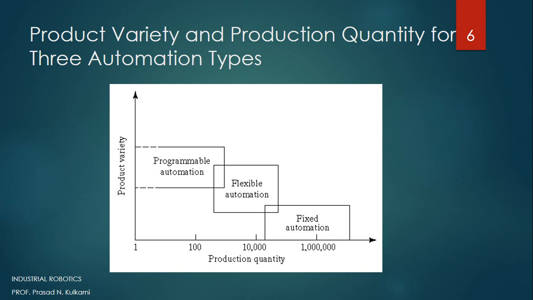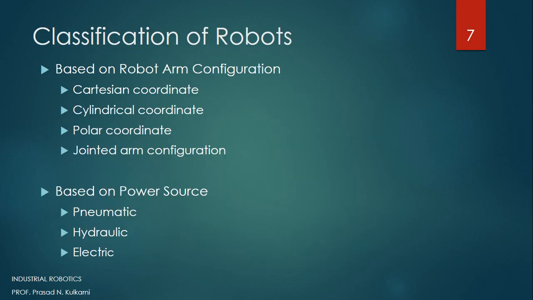Advantages: flexibility to deal with design variations, customize products. A large initial investment is the disadvantage all over again. Now that's all, it's all about the classification of automation. Now we'll go to the classification of robot.